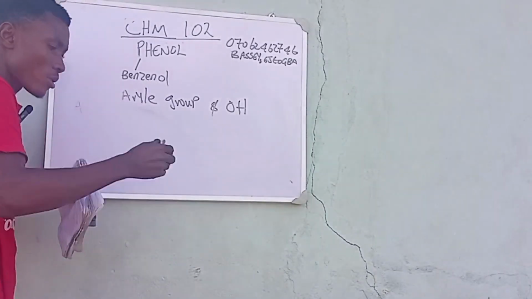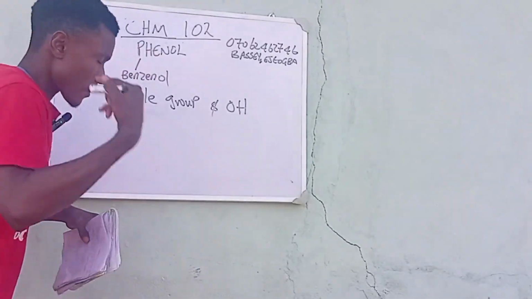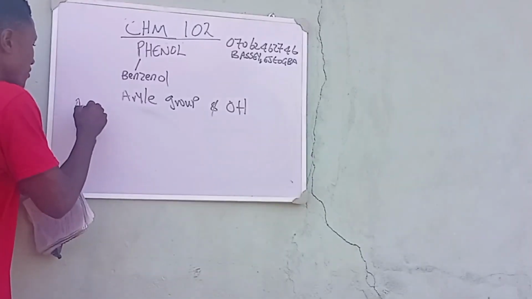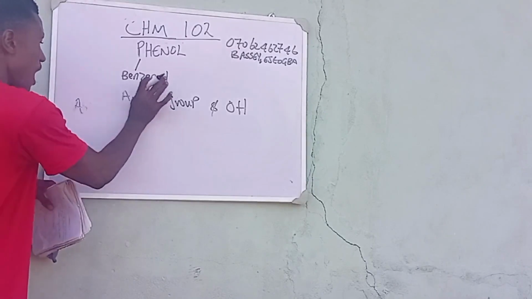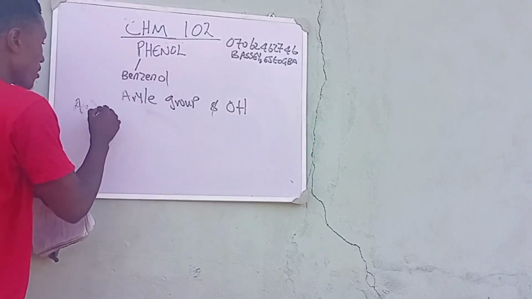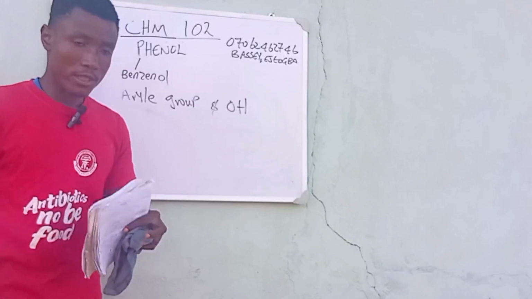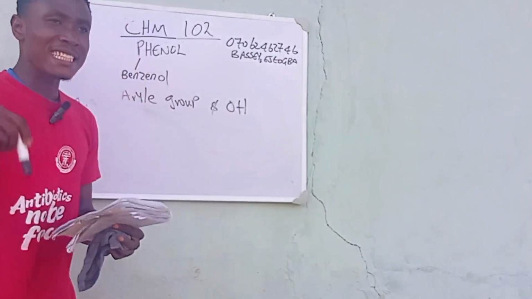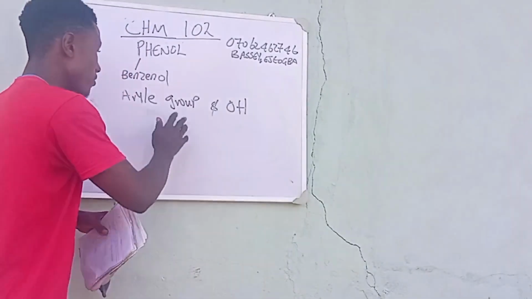Aryl, please take note. My marker is not writing anymore, but aryl is a benzene that has lost 1 hydrogen. Please write it down.